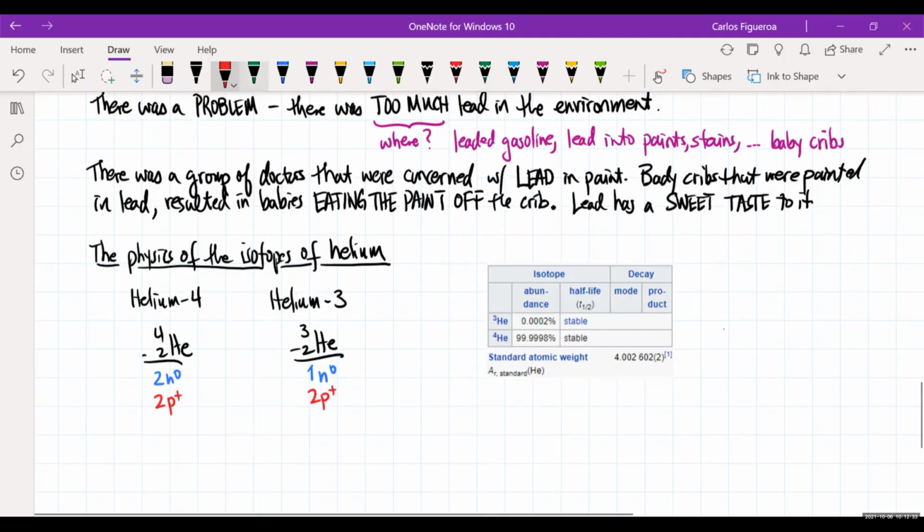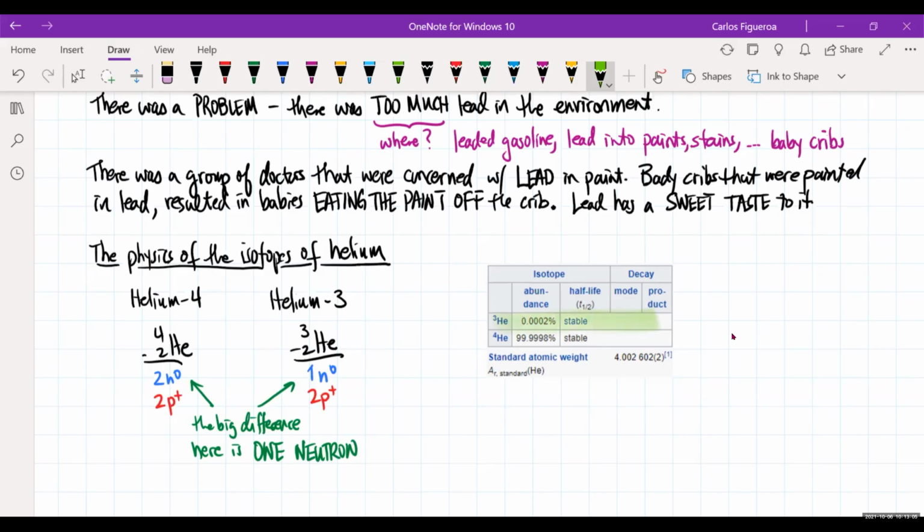So the question is, you could see that the big difference here is 1 neutron, right? 1 neutron. How big of a difference does the neutron make? Well, for starters, when you're looking at this guy, you can collect helium-3. Why? It's stable.